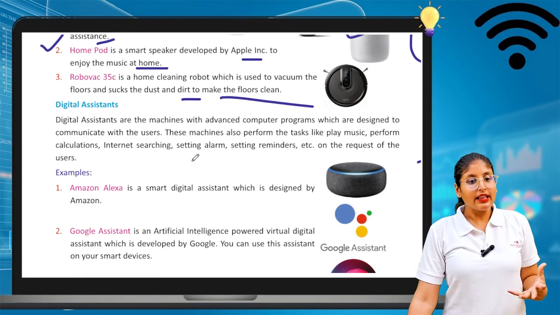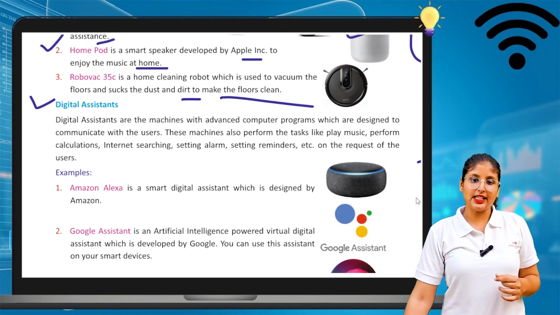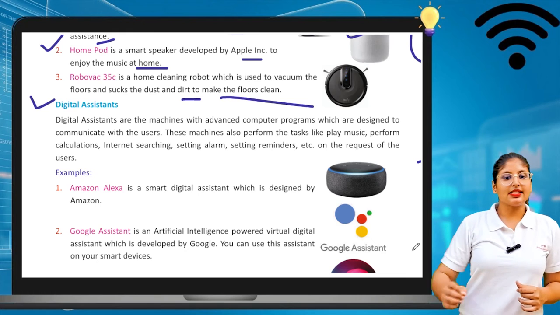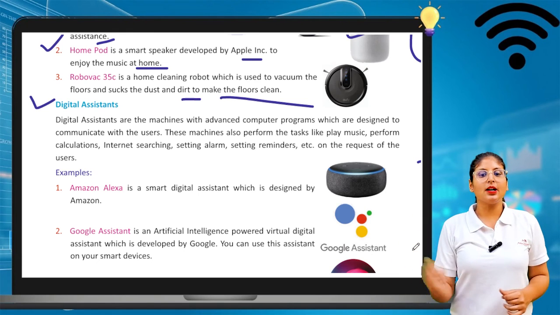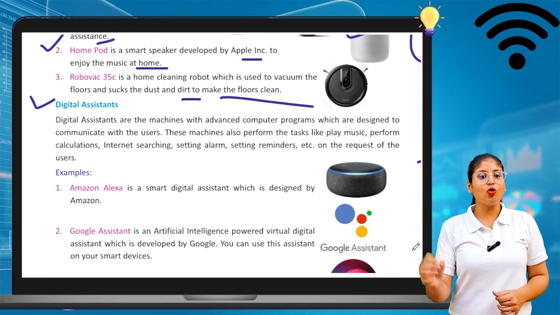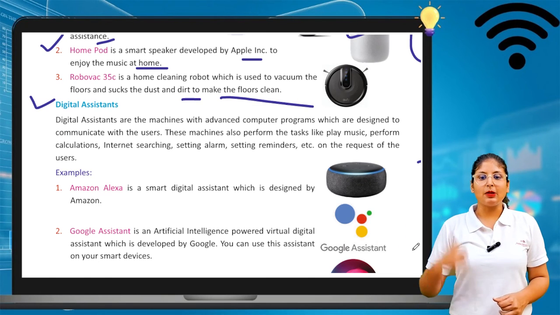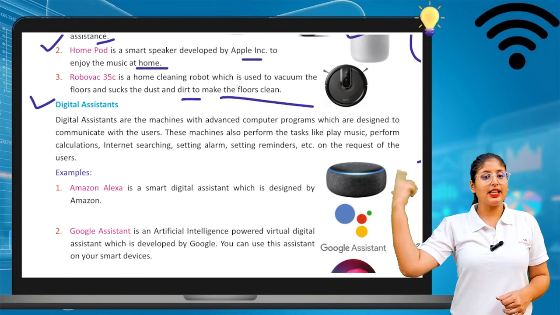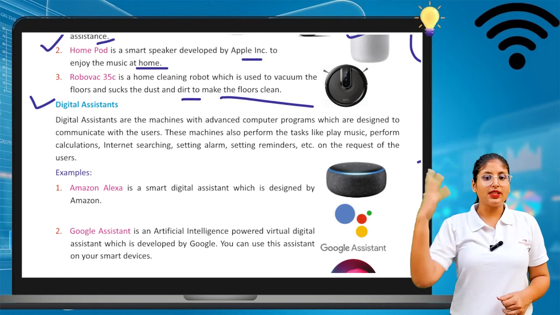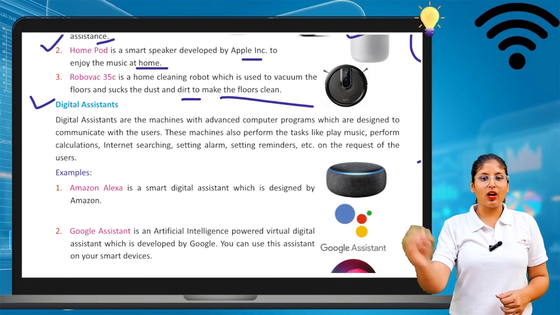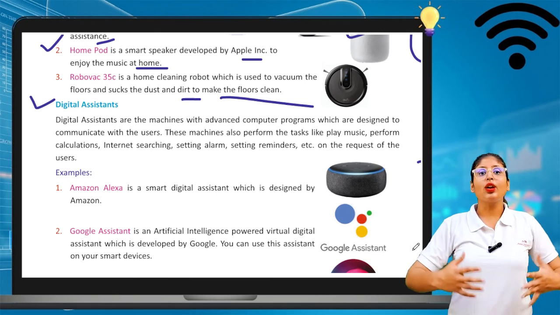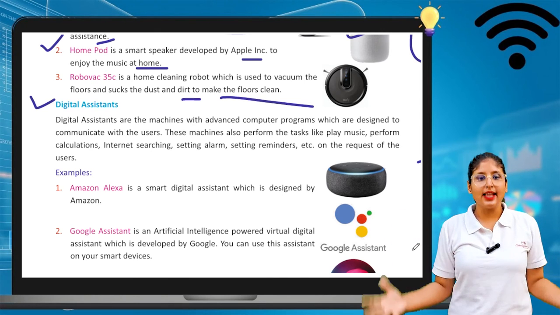Okay. Next, digital assistants are also being used. So what is the role of digital assistants? Digital assistants are machines with advanced computer programming which are designed to communicate with the user. These machines perform tasks like playing music, performing calculations, internet searching, setting alarms, setting reminders, etc., on the request of the user. So on the request of the user, we can do all these things.